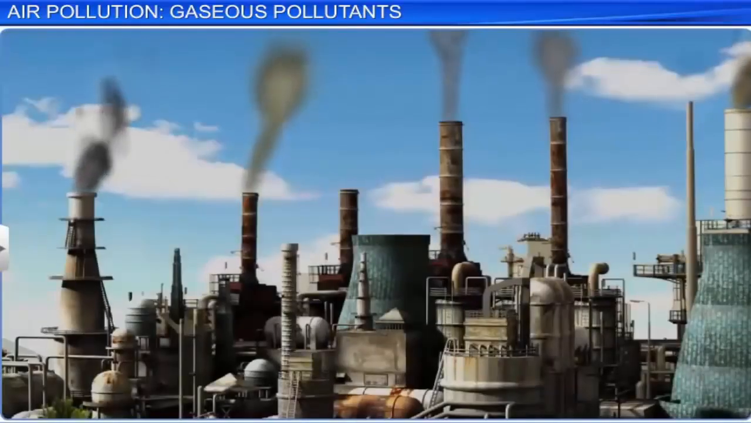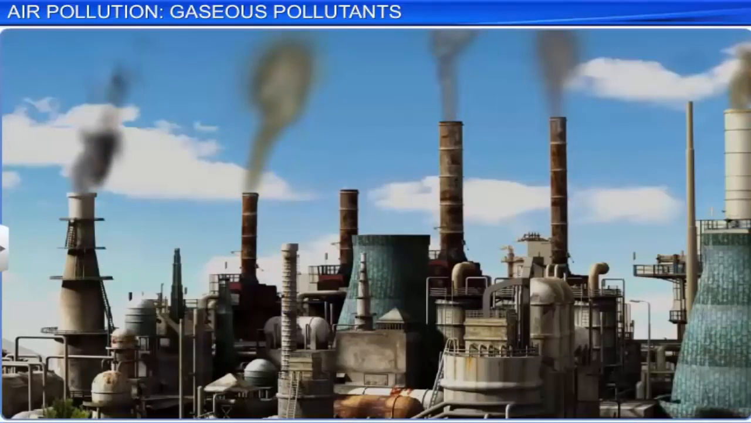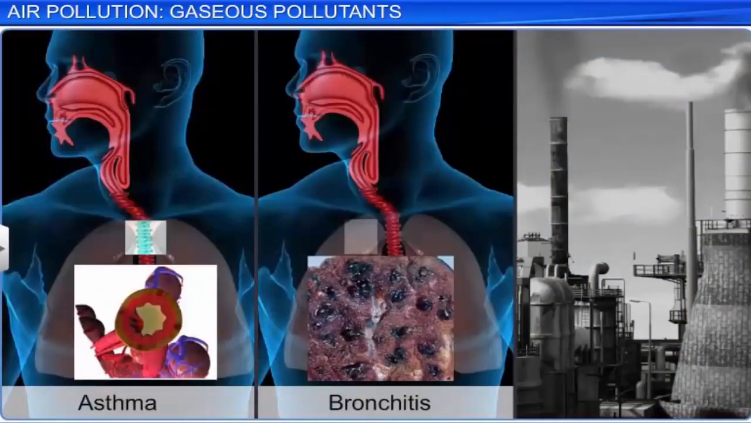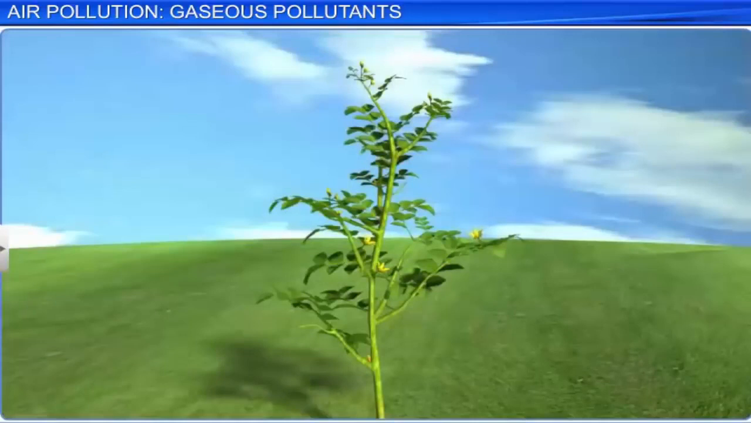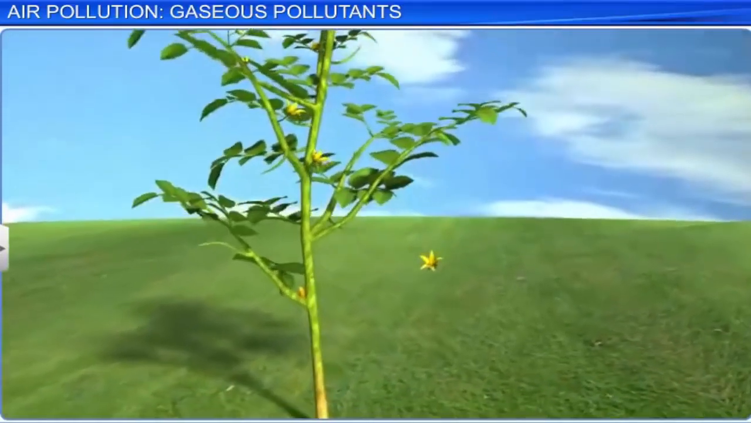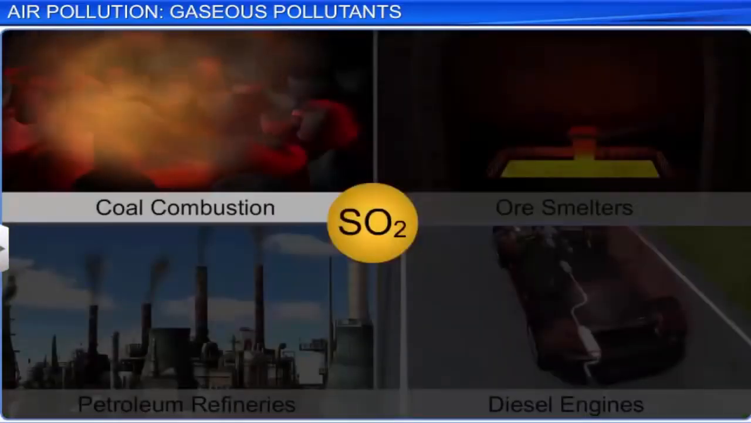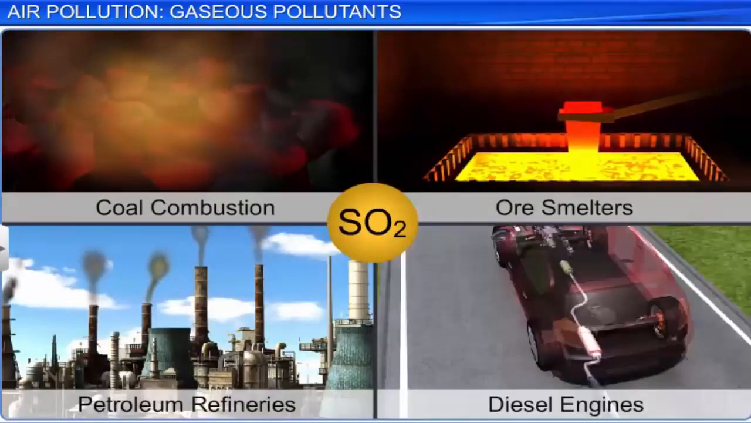Burning sulfur containing fossil fuels produces the oxides of sulfur. The most common oxide among them is sulfur dioxide. This gas is poisonous for living organisms and causes respiratory diseases like asthma, bronchitis, and emphysema in humans. In plants, a high concentration of sulfur dioxide makes the flower buds stiff and makes them fall off, hampering its reproductive cycle. Coal combustion, ore smelters, petroleum refineries, and diesel engines are some sources of sulfur dioxide.